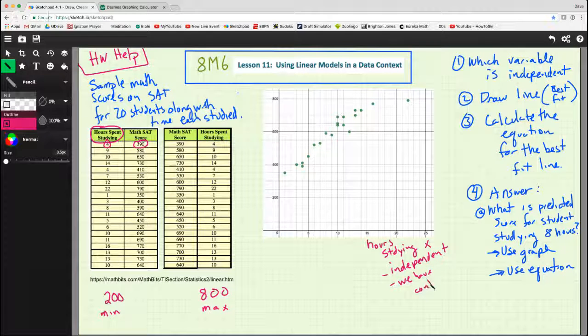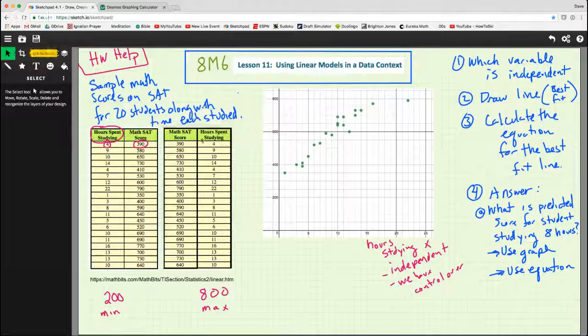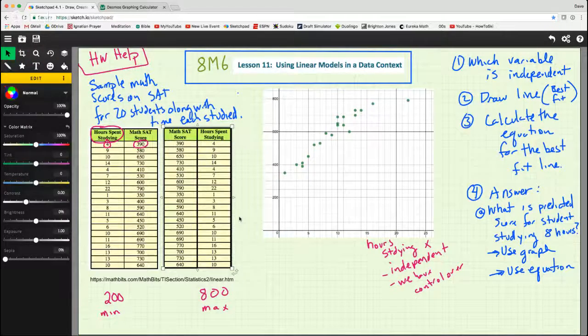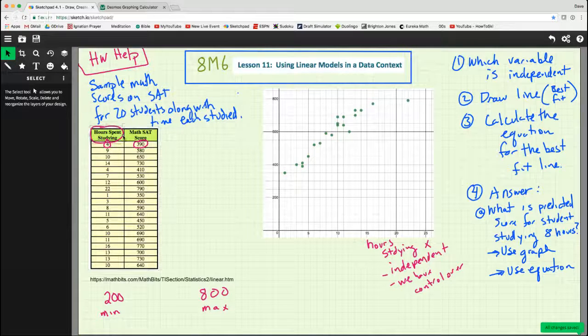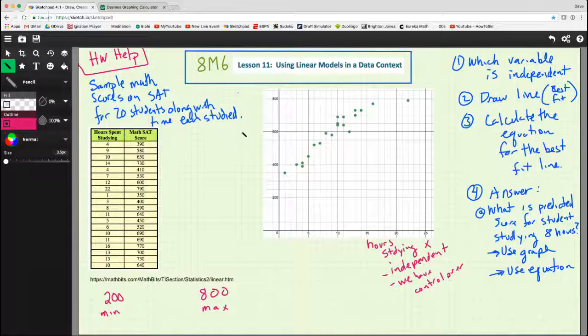We have control over. Okay, so that means that it's not this one. So I'm going to delete that one. And I've already put the points up here. And so you can now try and draw your best fit line.